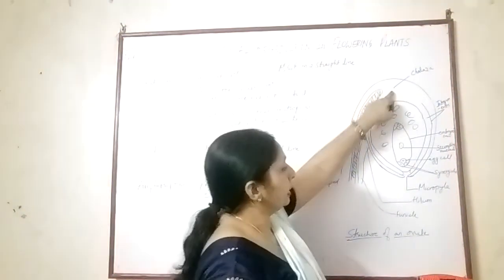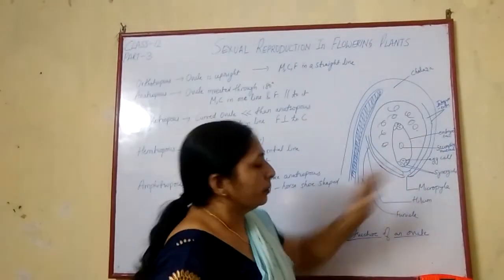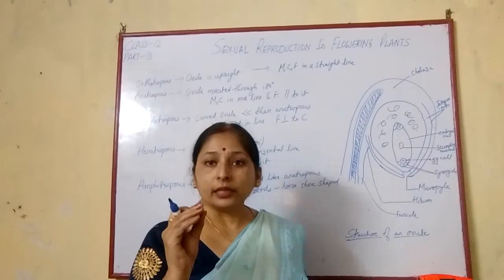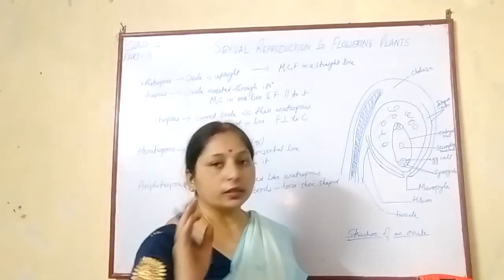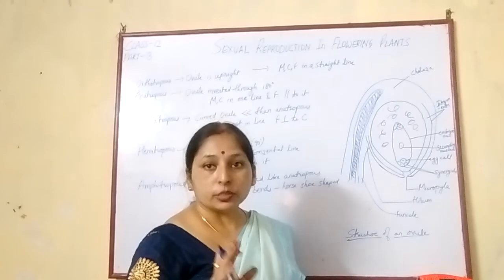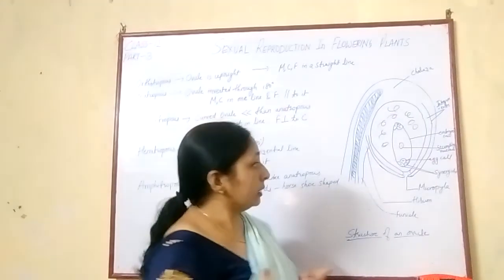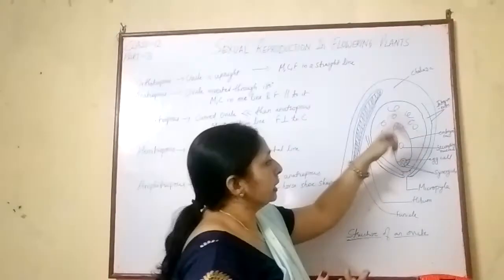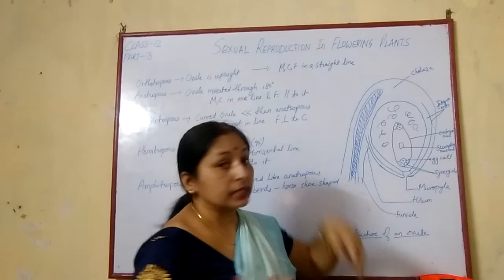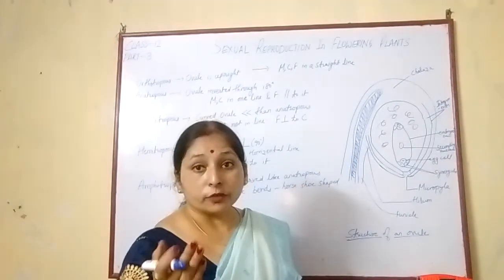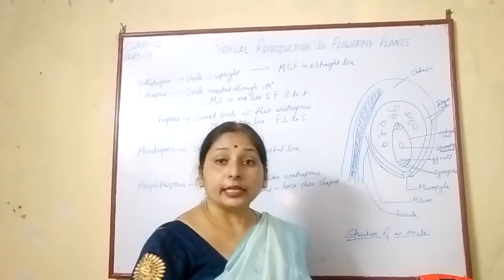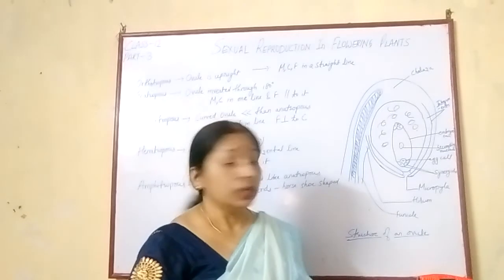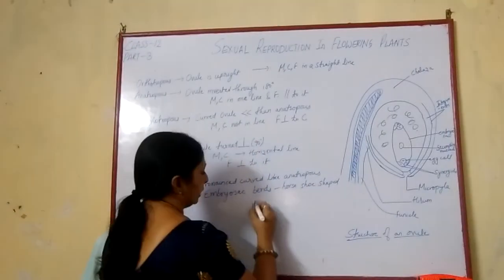This is the chalaza end, this is the micropyle end. Micropyle is the opening where the integuments are not present. Integuments are the covering on the nucellus or the embryo sac. The embryo sac is covered by the nucellus. The nucellus is again covered by layers of integument. If the layer of integument is single, then the condition is unitegmic.